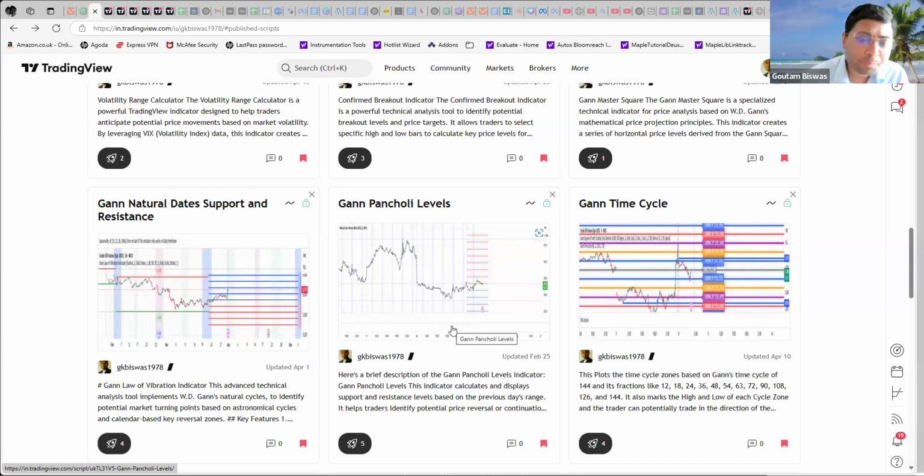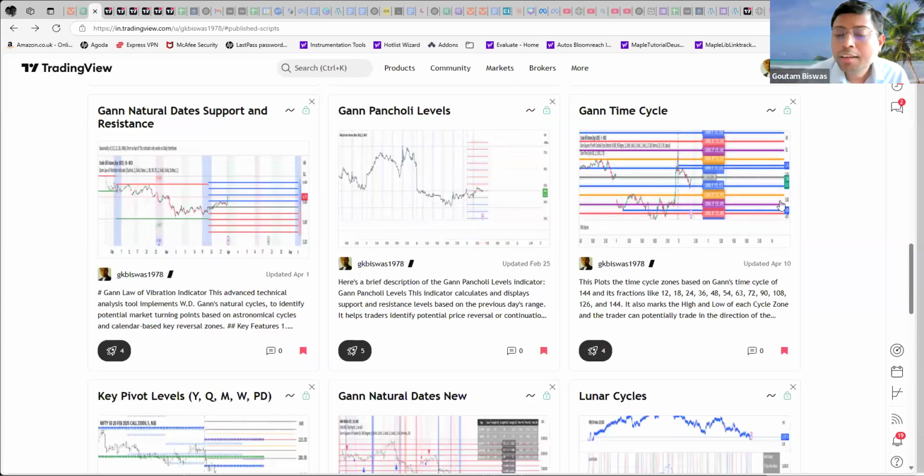It again uses the previous day's high and low for the calculations, but it is slightly nuanced in terms of the rules. And I explain that to, again, my advanced Gann students.